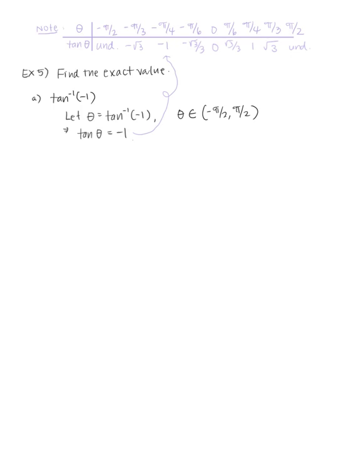Let me just write everything out. So we discover that theta must be -pi/4, and notice that -pi/4 is in fact between -pi/2 to pi/2. So therefore, tangent inverse of -1 is -pi/4. That's going to be our answer.